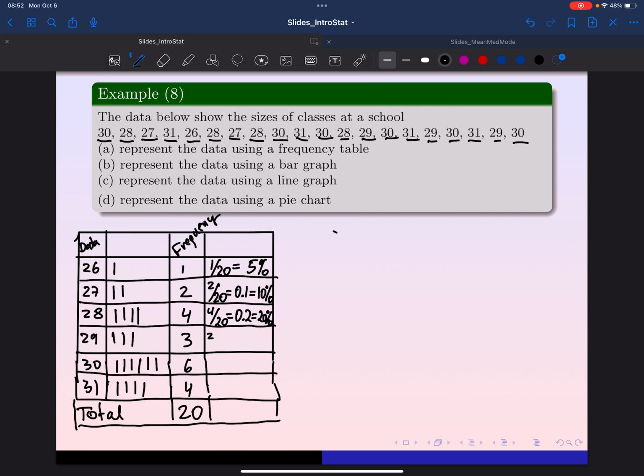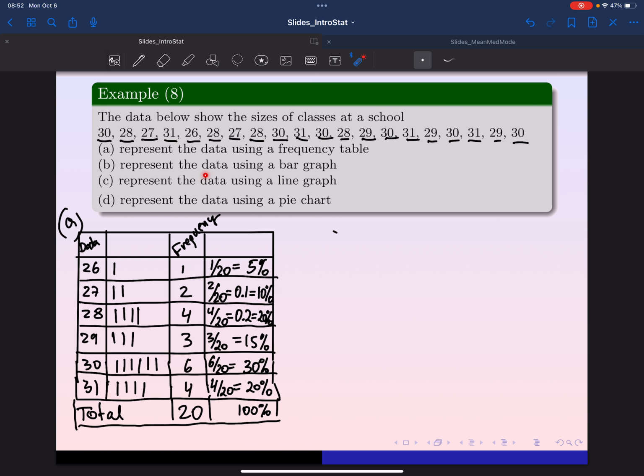Then we have 3 out of 20. It's roughly 15%. And then we have 6 out of 20, and that's 30%. And 4 out of 20, so that's 20%. And then it should add up to 100%. If we keep adding all of them together, we should get 100%. So this is my part A. This is the frequency table. That's how we create the frequency table, that we show the frequency.